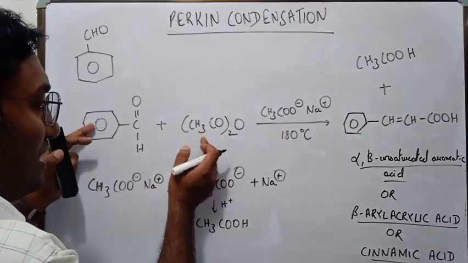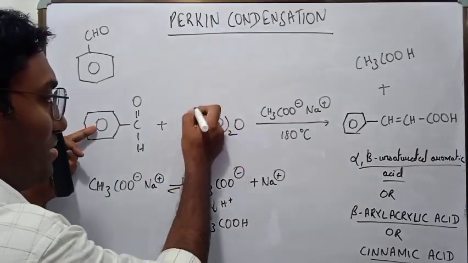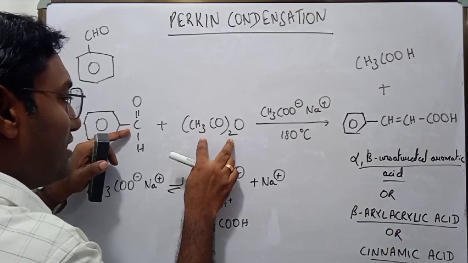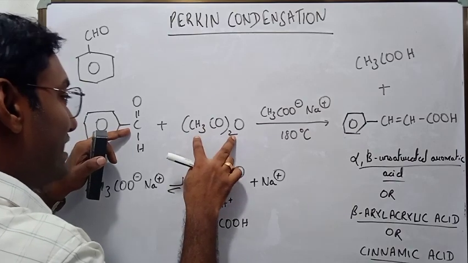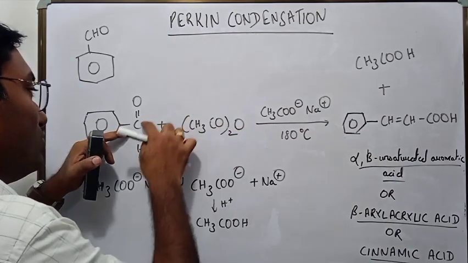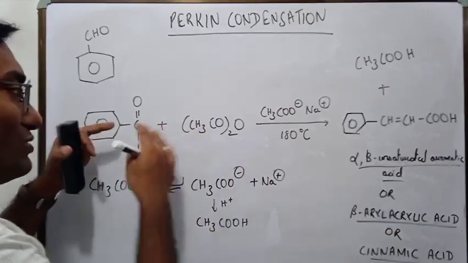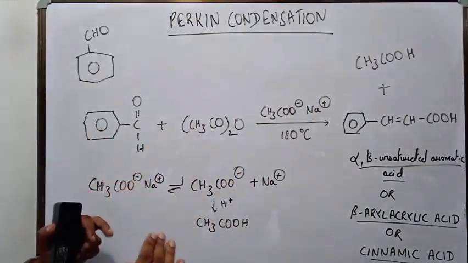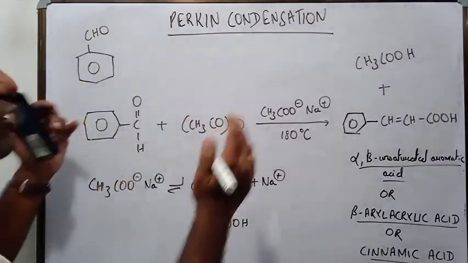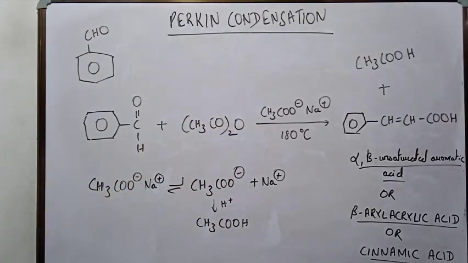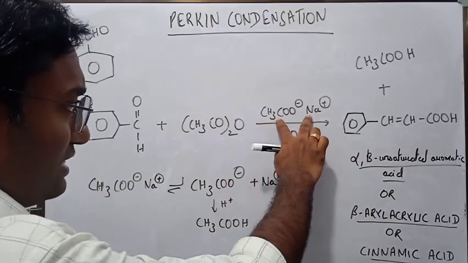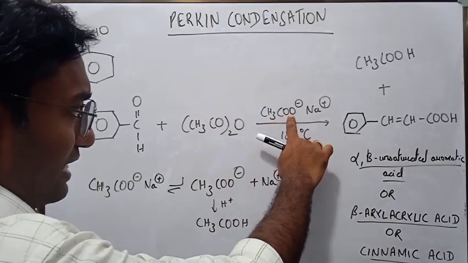So here what I said is this would become negative, and this negative part, the anion of acetic anhydride, would come and attach to this positively charged carbonyl carbon. Okay, so that is what makes it similar or analogous to aldol condensation. Okay, and as I said, this is the basic catalyst.